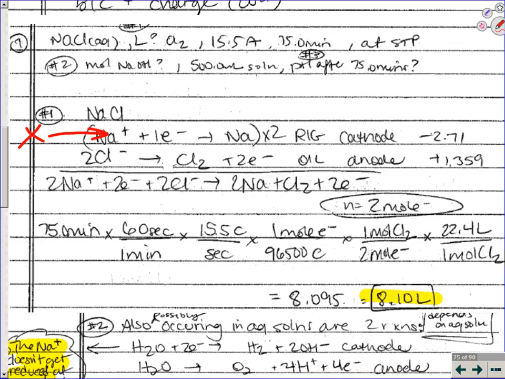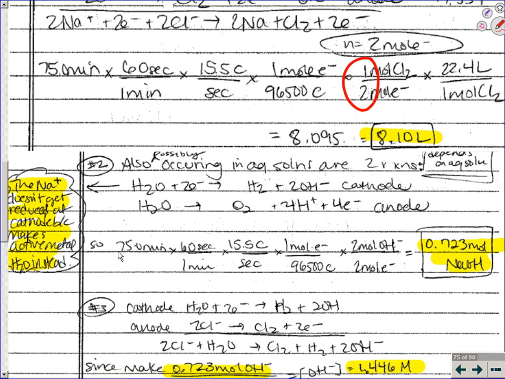And then your chlorine has a 1:2 ratio with itself, chlorine gas, and it's 2 moles of electrons that are exchanged. And then you use 22.4 liters, and you get approximately 8.1 liters. Are we okay on that process?